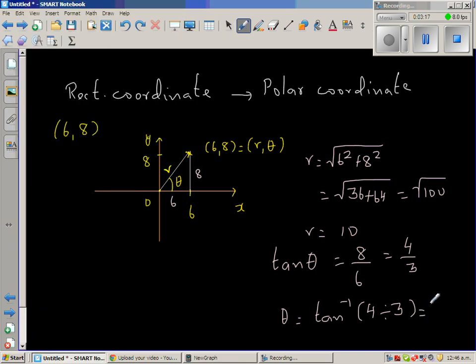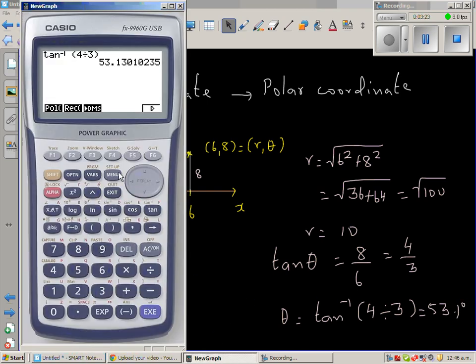So this is 53.1 degrees. Now how can we do this on a calculator? So here there's a menu. Let me exit first. First go to the option menu, then F6, and then this is under angle. Then again you go F6, and then we want to change this into polar form. So this is the option for polar form.